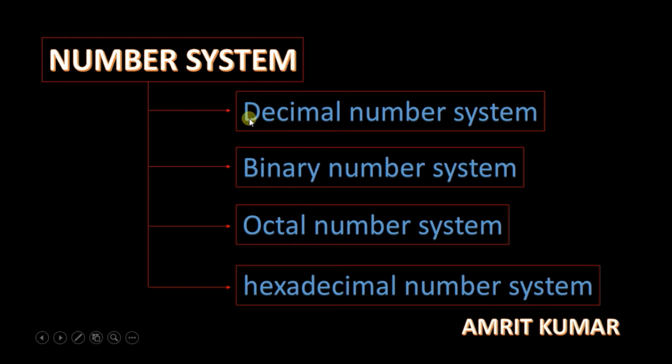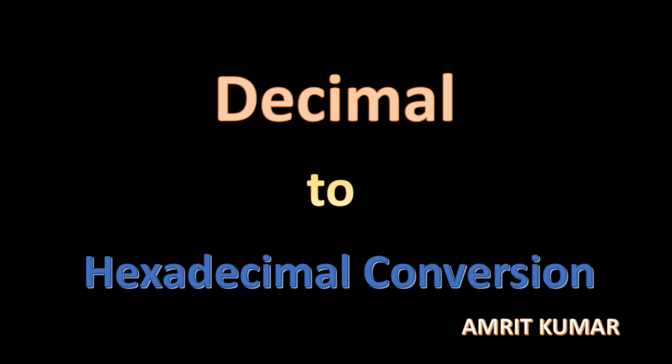After that, we learned how to convert a decimal number into a binary number, and binary into decimal, and decimal into octal, and octal into decimal. After then, we learned how to convert a binary number into an octal number, and octal into binary. Now, in this video, we are going to learn how to convert a decimal number into a hexadecimal number. So let's look at decimal to hexadecimal conversion.